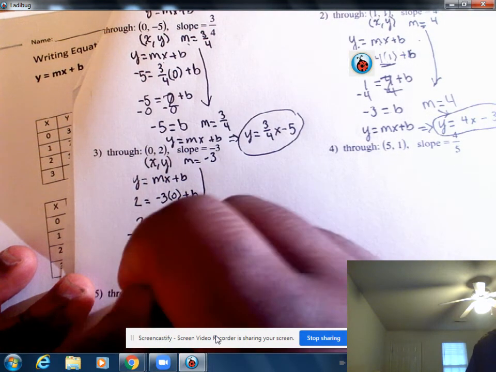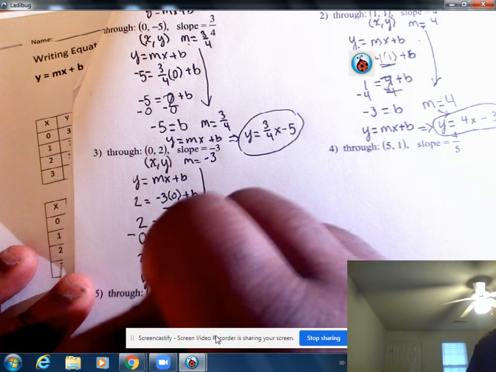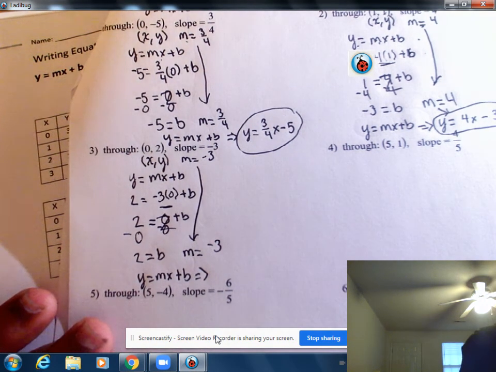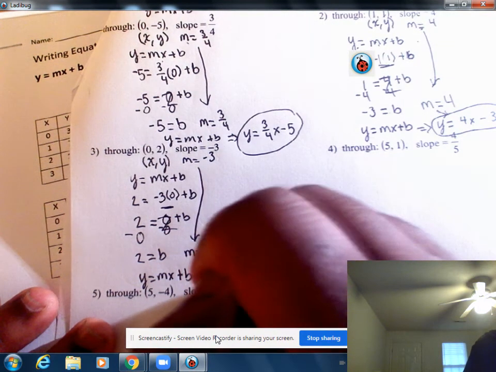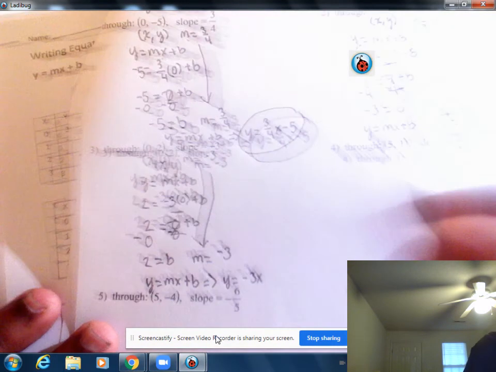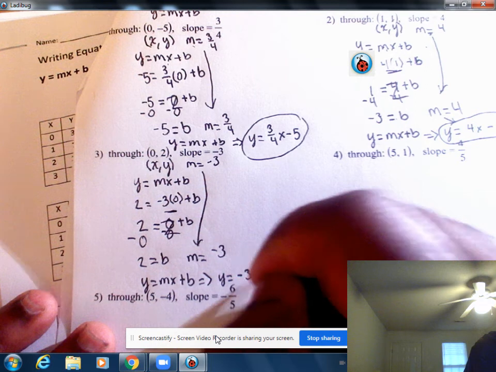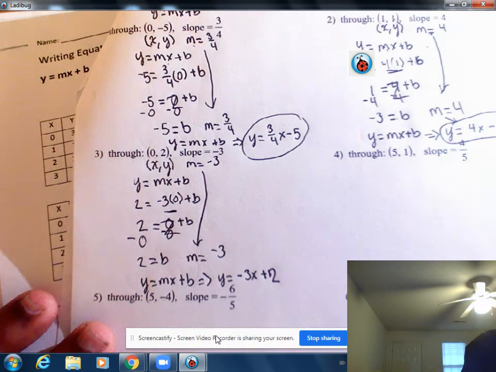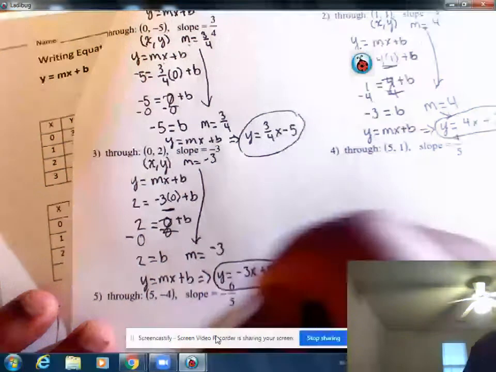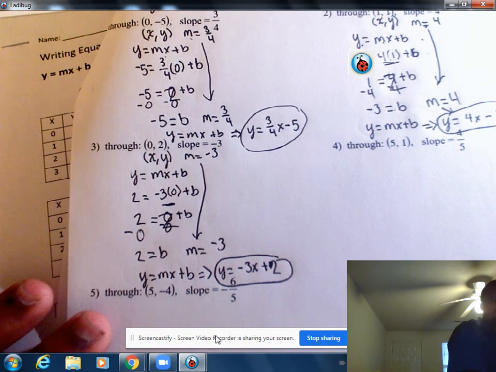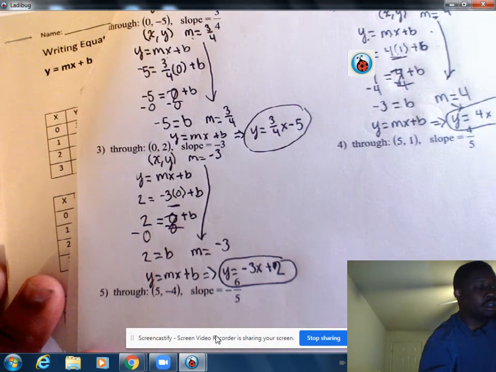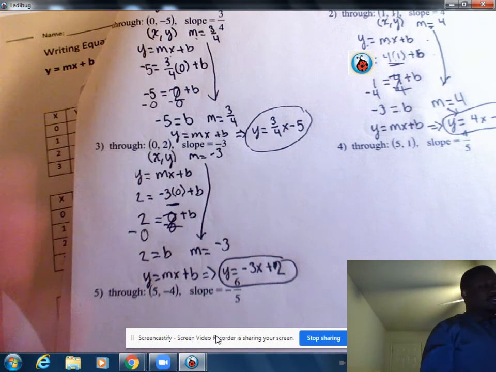Rewrite our equation again, mx plus b. But this time we're plugging in our y-intercept and we're plugging in our slope. So y equals, my slope is -3. Bring down the x. And then my y-intercept is +2. Okay, so +2. So my equation is y equals -3x plus 2. All right. That is our lesson for today.